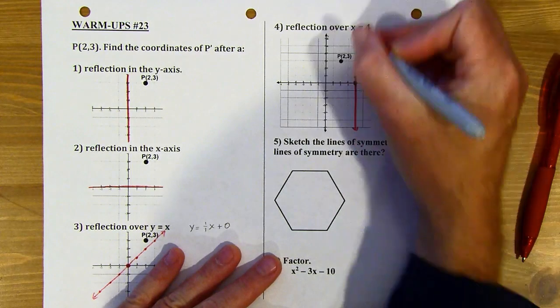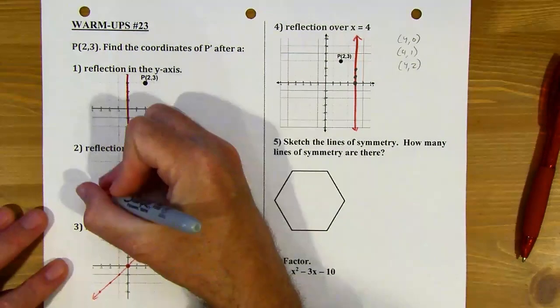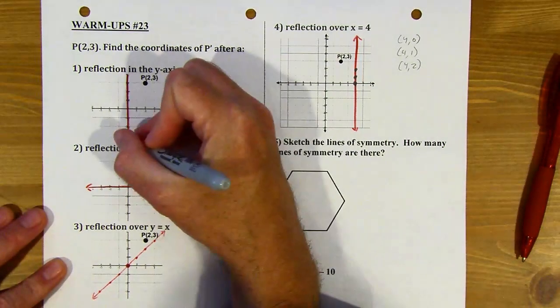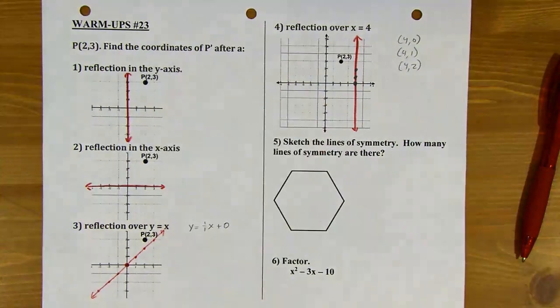not a horizontal one. Okay, so there's my lines of reflection. I guess I should really put the double arrows to show these aren't just line segments. Okay, so let's start reflecting these points then.